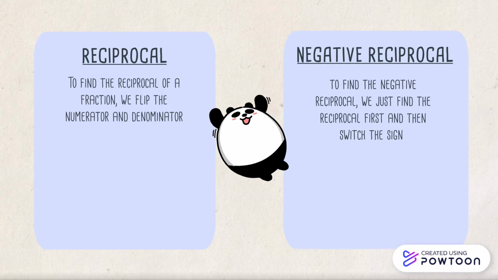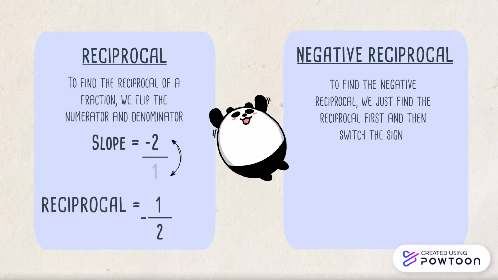As an example of how to find the reciprocal, let's say our slope is -2, and because it's a whole number, we need to remember that there is a 1 hiding right under it. Now, all we have to do is flip these two numbers, and we have a reciprocal, which is -1/2. To find our negative reciprocal, we take our reciprocal, -1/2, and switch the sign to positive. So our negative reciprocal is +1/2.